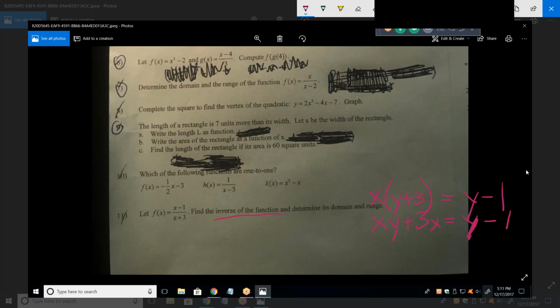Now, can you separate the 1 from the y? The goal, if I'm trying to solve for y, is to take every single term with y on it, put it on the same side of the equation. Anything that doesn't have y, put on the other side of the equation. Okay, so subtract the xy over. No, let's do it this way.